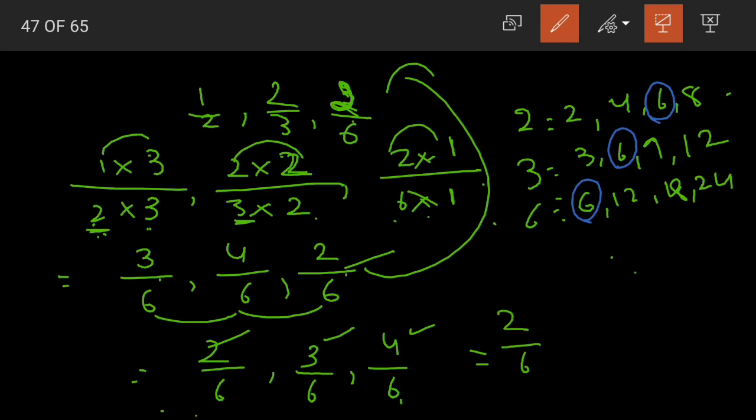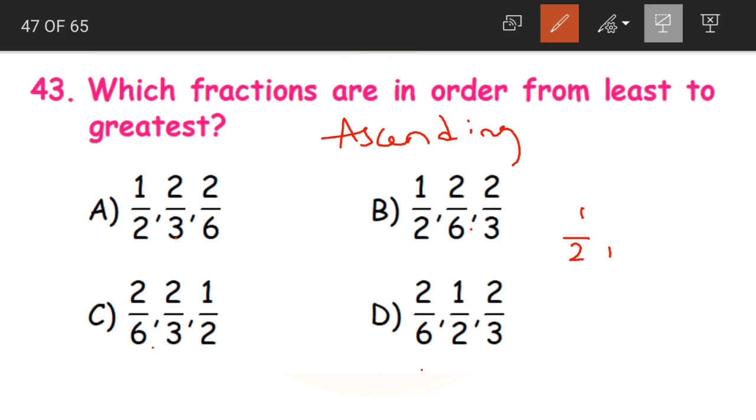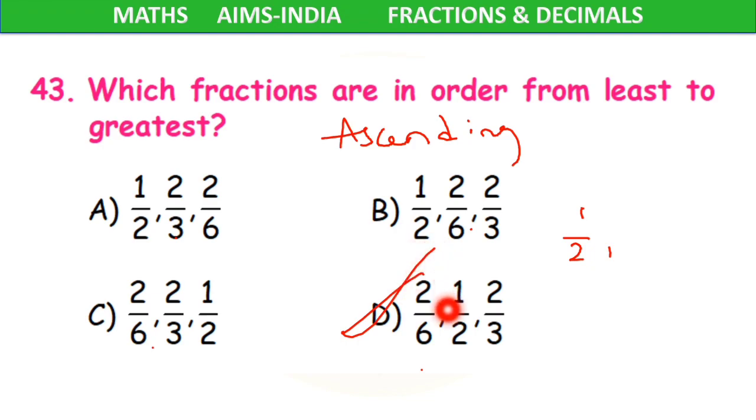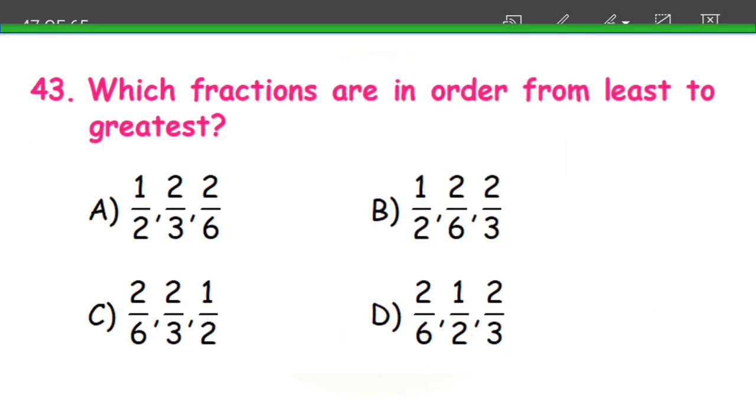2 by 6 was 2 by 6 only. Then what was 3 by 6? 3 by 6 is nothing but 1 by 2. And 4 by 6 is nothing but our 2 by 3. So this is the correct order from least to greatest. What is it? 2 by 6, 1 by 2 and 2 by 3. That is option D. And the fractions arranged from the greatest to the least would be 2 by 3, 1 by 2 and then 2 by 6. The opposite order. Yes, I hope this is clear.